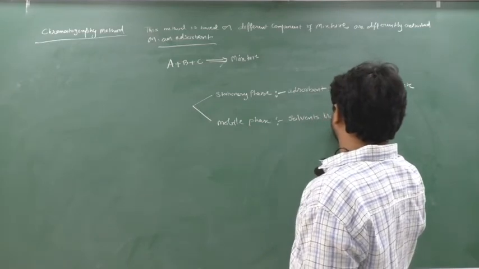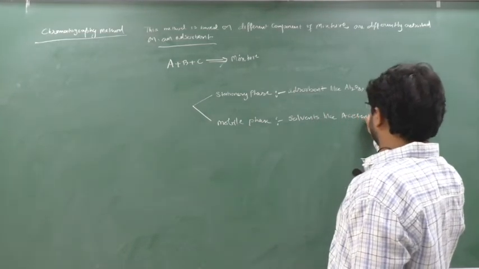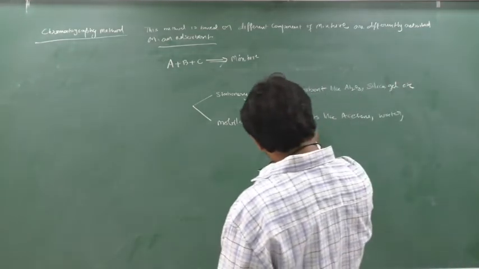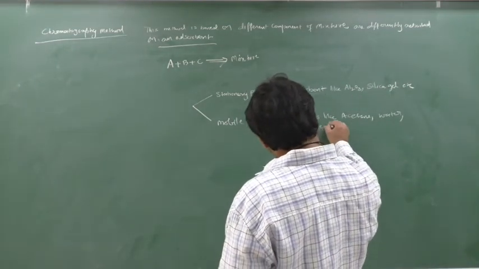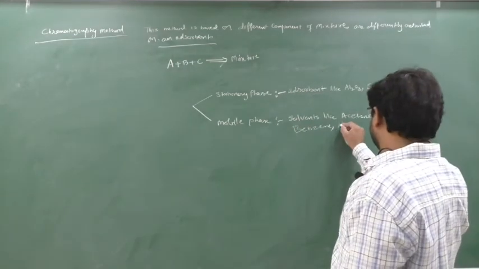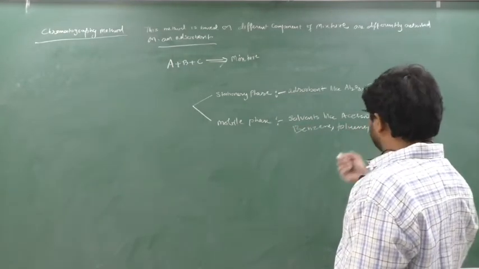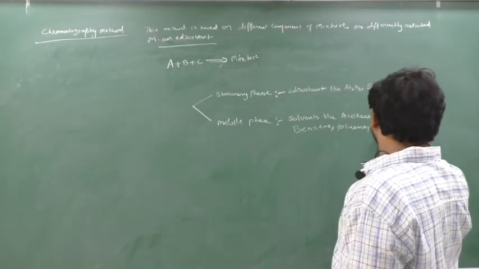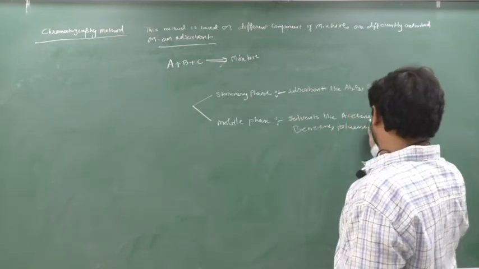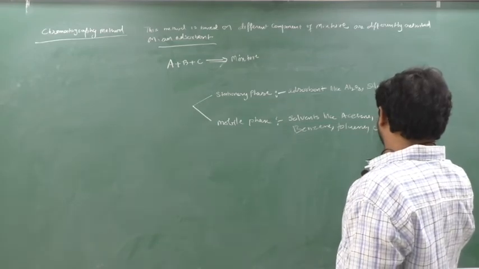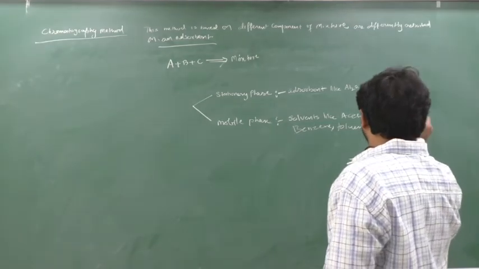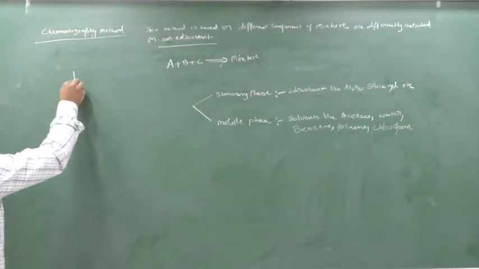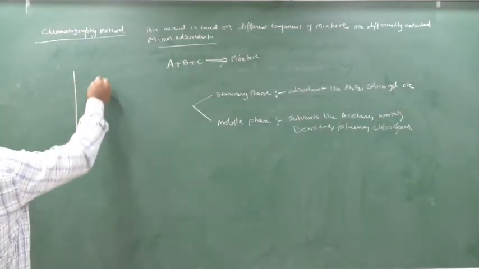And in the mobile phase we are using certain solvents like acetone, simple water also will work, benzene, then toluene, and chloroform also will work. Clear? Now what we are doing, we are taking a tube-like structure, like an injection, we are taking something.